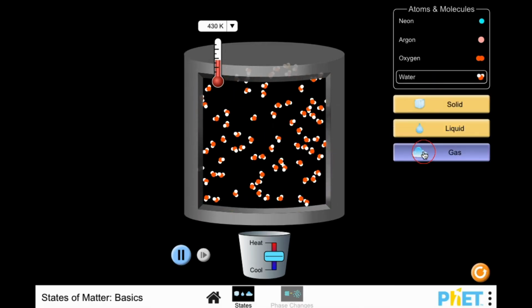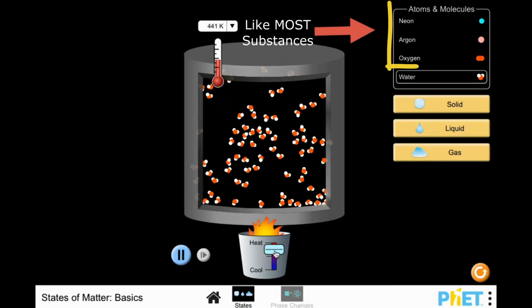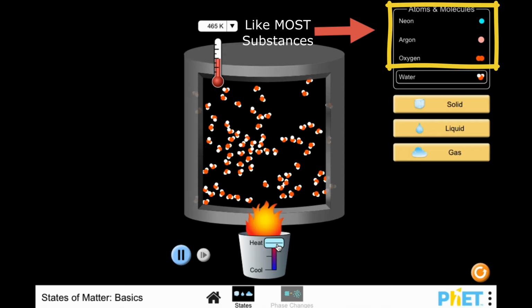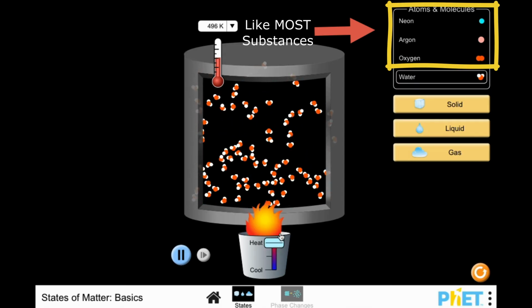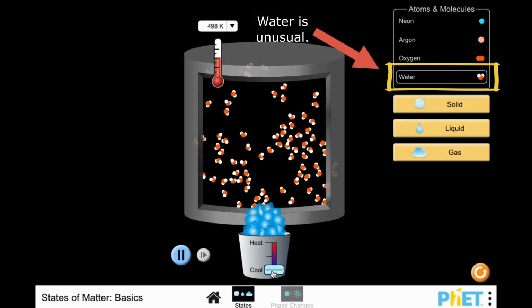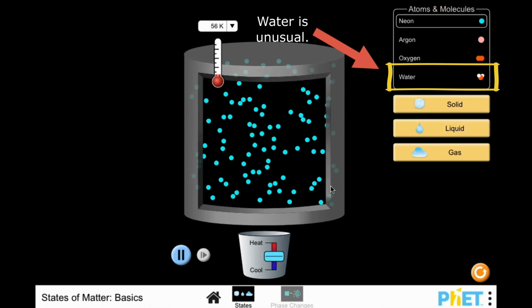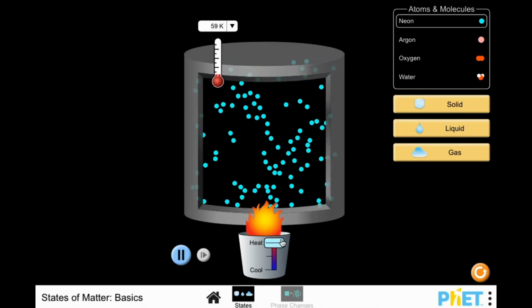Pay close attention to how water is different from neon, argon, and oxygen. Neon, argon, and oxygen behave like most substances do, but water is very unusual. Make sure you understand what makes water different before moving on to the questions. And of course, keep in mind what causes the changes of state.